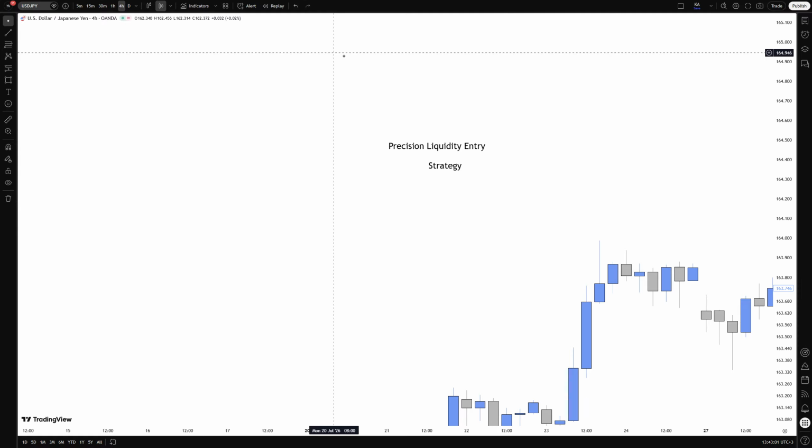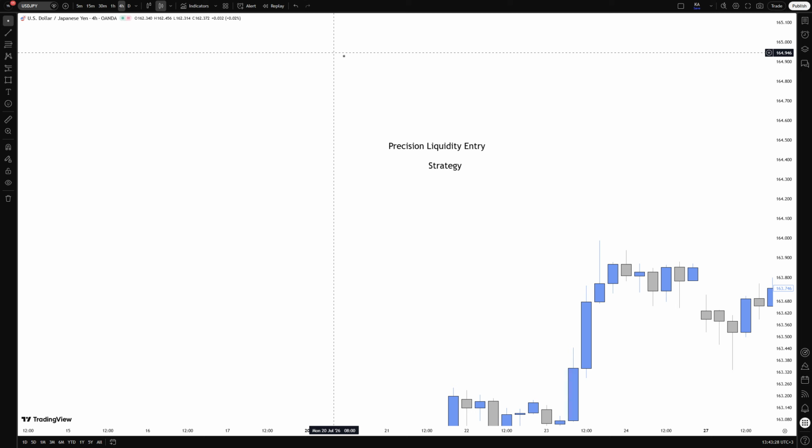What if I told you that instead of chasing price after a big move, you could wait for price to come back to where the move actually started? That's exactly what we're covering today. This is the Precision Liquidity Entry strategy, or PLE for short. It's a simple way to identify high probability reaction zones using just the 4-hour and 1-hour time frames.